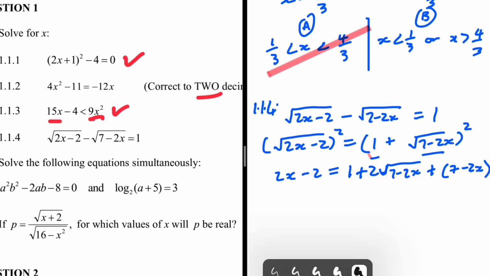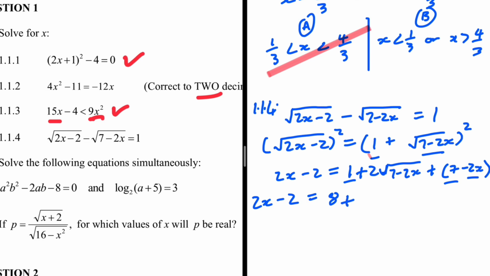Okay, so 2x minus 2 is equal to, we have 1 plus 7. 1 plus 7, that is 8. So we have 8. And then we have minus 2x. Minus 2x doesn't have a like term, so we're just going to have plus 2 square root of 7 minus 2x. Minus 2x doesn't have a like term.